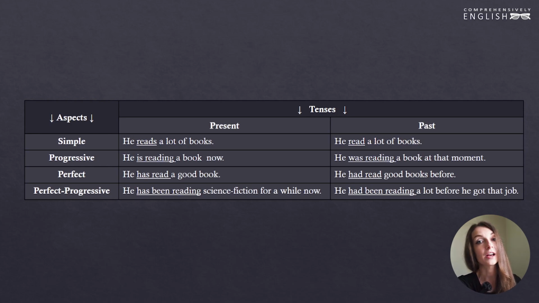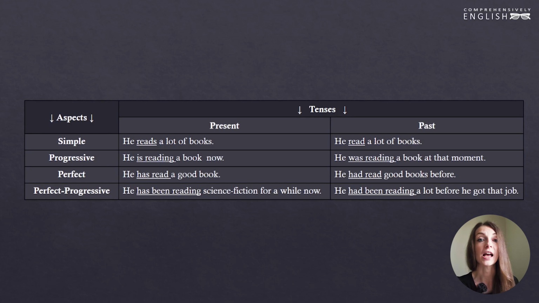The progressive aspect helps us speak about something which is or was continuing for a while. So in the present progressive tense, we'll say he is reading a book now, that is a process that is taking place now. And in the past progressive, we will say he was reading a book at that moment. That was a process that was going on at a particular moment in the past.